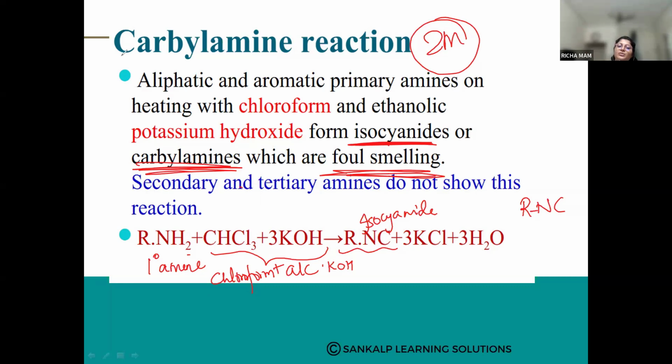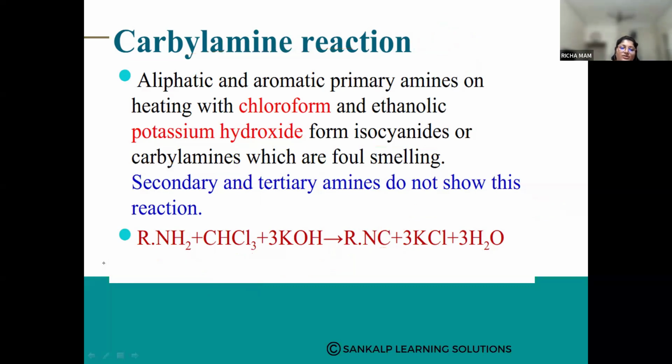And this carbalamine reaction is shown only by primary aliphatic or aromatic amines, not by secondary and tertiary amines. Secondary and tertiary amines do not undergo this reaction.